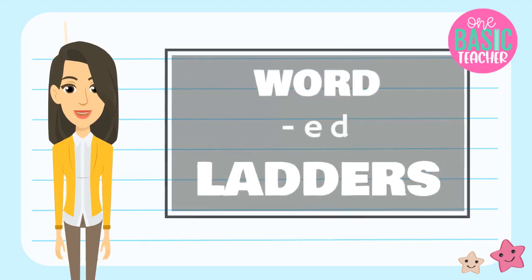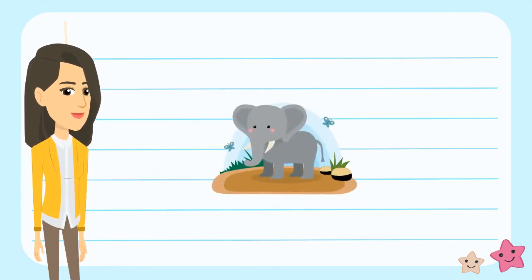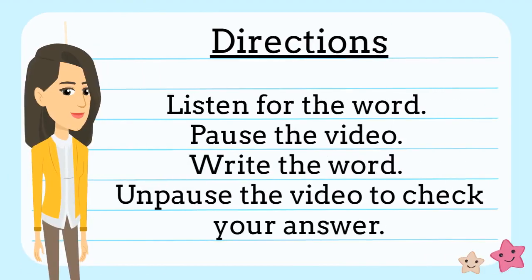In this episode, we will write some short E words. The letter E has many sounds, but the short E sound makes the sound eh, like an elephant. Today, we are going to read and write words that have the short E in them.